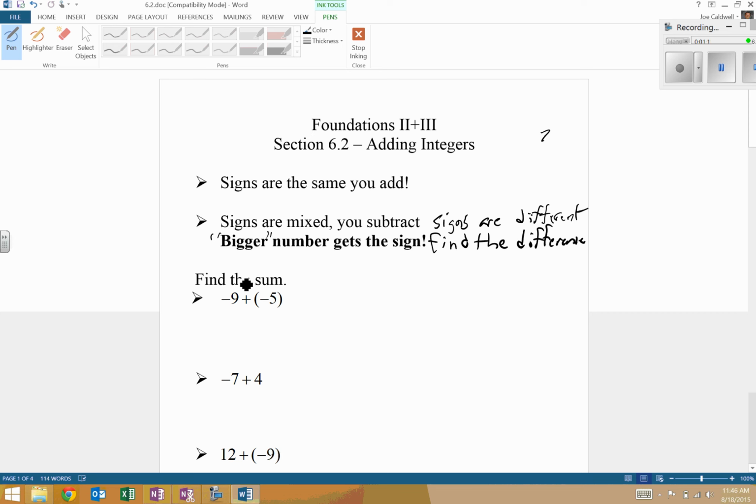So in this case, rule number 1 is going to be in play because both the signs are negative. We're going to add them up, but since our numbers are negative, our answer is going to be negative. So we're going to add those up, we're going to get negative 14. Keep the negative sign if the numbers are negative.